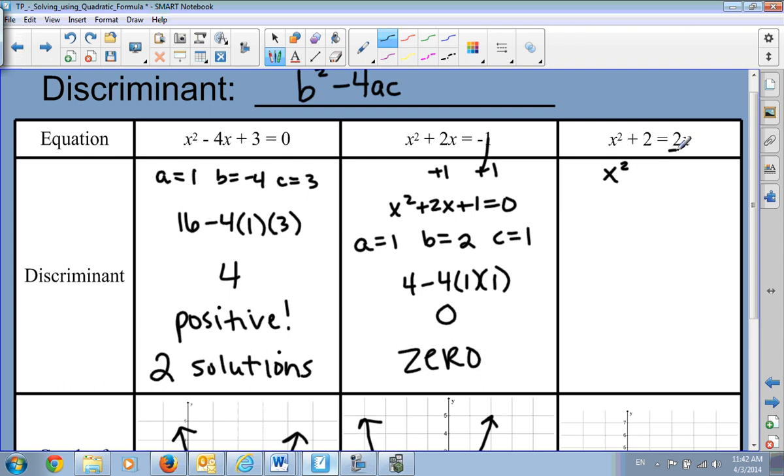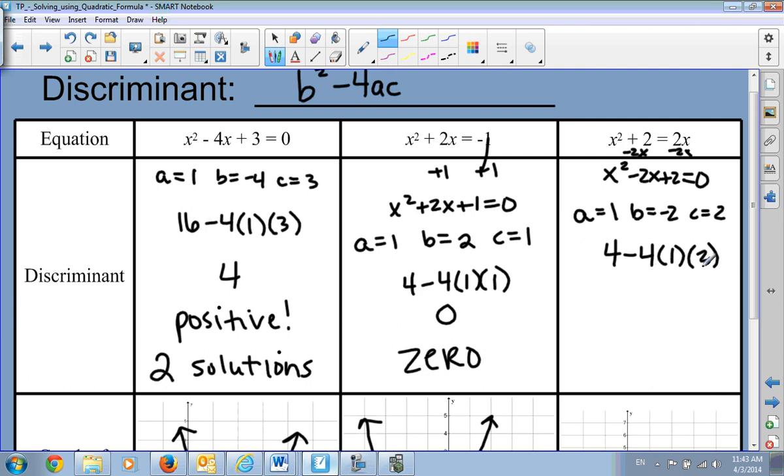And then our last guy, you can make a prediction of what this is going to be. We have to subtract the 2x, which becomes our b. Okay. So you have a value, b value, and c value. So b squared minus 4ac. So our b is negative 2. So negative 2 squared is 4 minus 4 times 1 times 2.